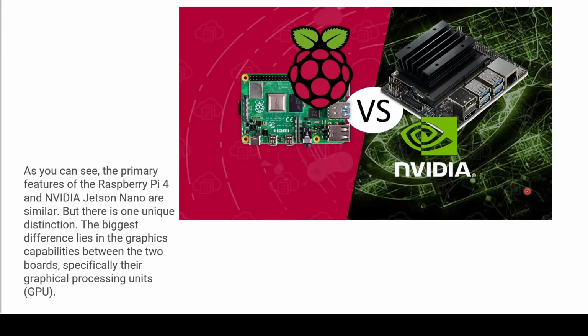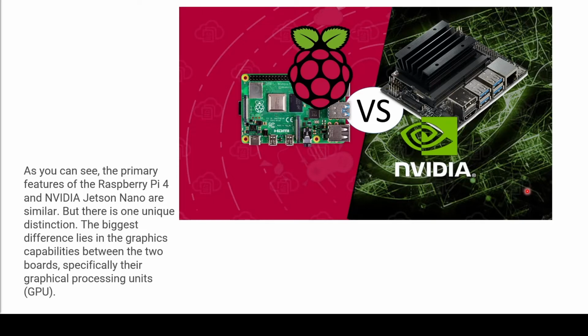So as you can see, the primary features of the Raspberry Pi 4 and the NVIDIA Jetson Nano are almost similar, but there is a unique distinction. The biggest difference lies in the graphic capabilities between the two boards, specifically their graphical processing unit. NVIDIA has the GPU inside, but Raspberry Pi doesn't have a GPU inside. They only have a CPU.